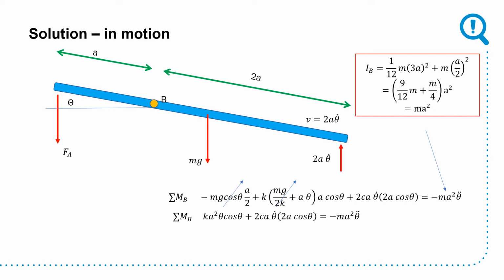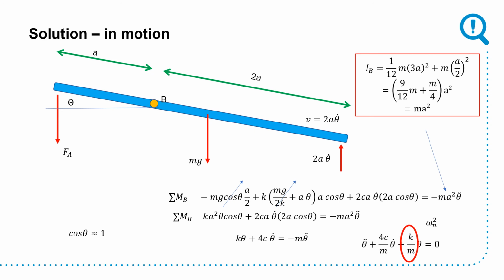So substituting in terms, Ka squared theta cos theta plus 2Ca theta dot 2A cos theta equals minus Ma squared theta double dot, I end up with this expression right here, which is K theta plus 4C theta dot equals minus M theta double dot. Canceled a whole bunch of A's there, simplified the equation, and everything worked out reasonably well. Cos theta is approximately equal to 1, so I'm getting away with that. And my final expression is this one right here.